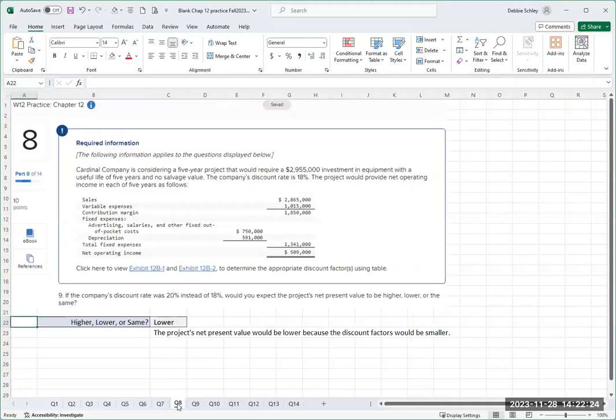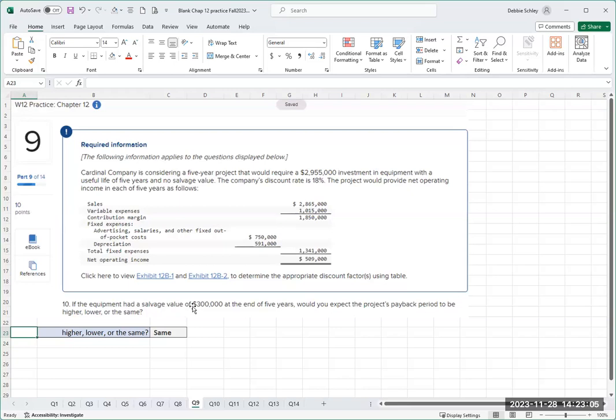All right, question 8. If the company's discount rate was 20% instead of 18%, would you expect the project's net present value to be higher or lower or the same? So it would be lower because a 20% discount factor decreases your value of cash 2% more than an 18%. And so the money is worth 2% less every year than if we had stayed at the 18%. Okay.